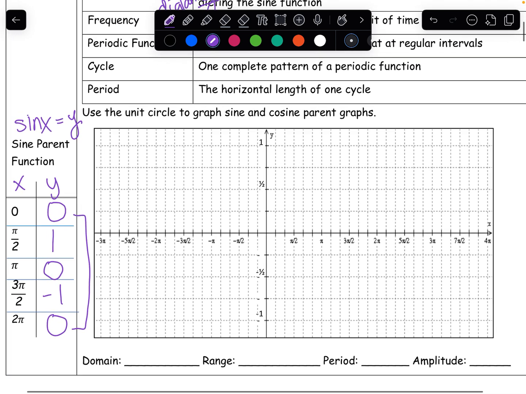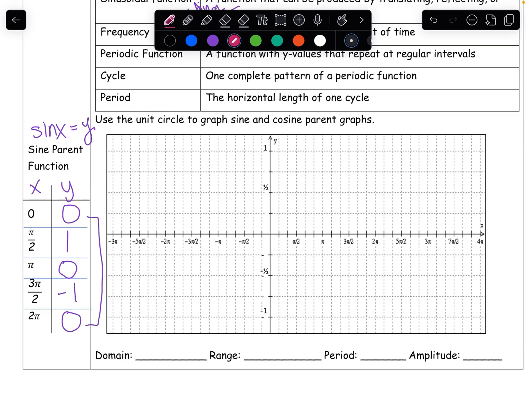And so what we're going to do is graph it. At 0, 0, we're right here. At pi halves, we're all the way up at 1. At pi, we're at 0. At 3 pi halves, we're at -1. And at 2 pi, we're at 0. And so what happens is we create this curve of our graph. What's kind of cool is it kind of looks like a circle, and that's where this is coming from. These are all coming from the unit circle.